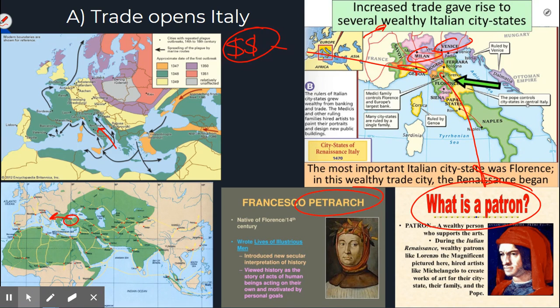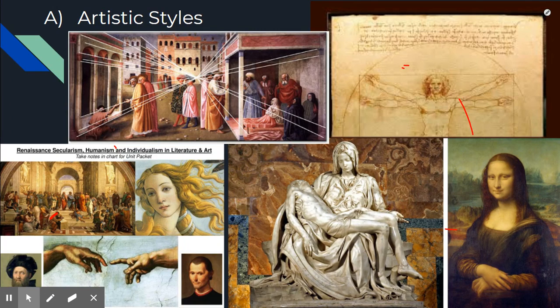Patrons are wealthy merchants who get involved in paying artists in order to make sure that they have the best statues and some awesome paintings and things like that in their amazing estates, which created a market for people to learn new techniques and explore new ideas, which brings us to the artistic values of the Renaissance. So the Renaissance brings us three new artistic styles that we're going to talk about.